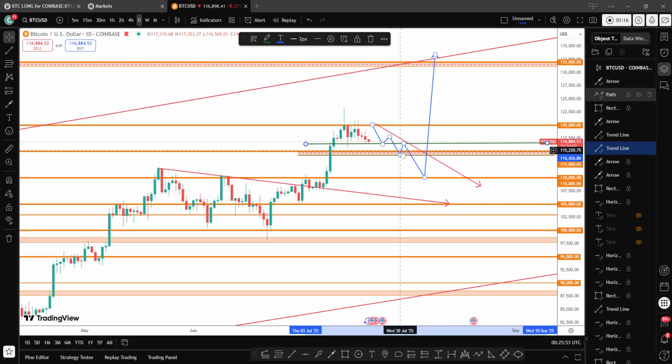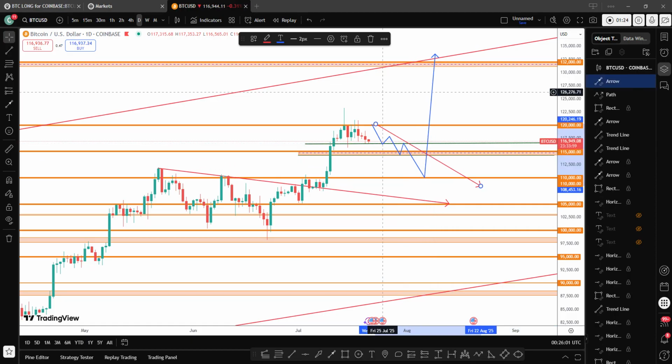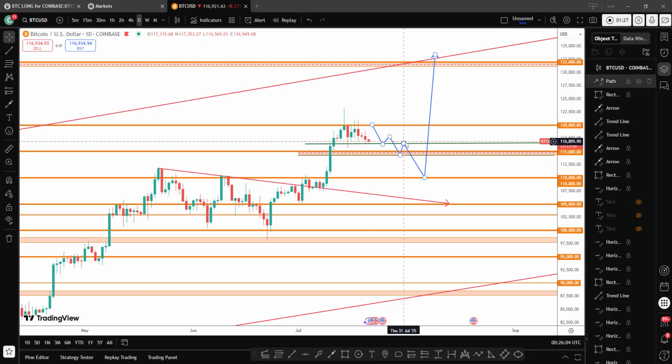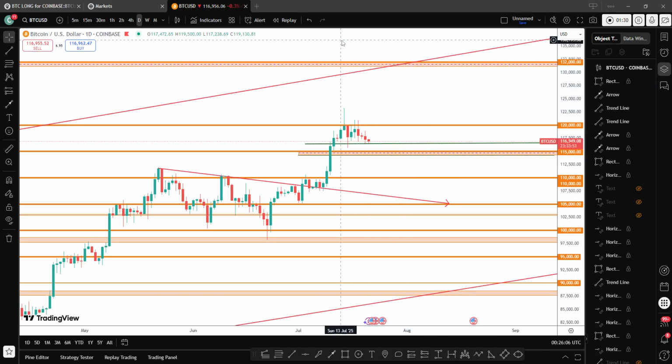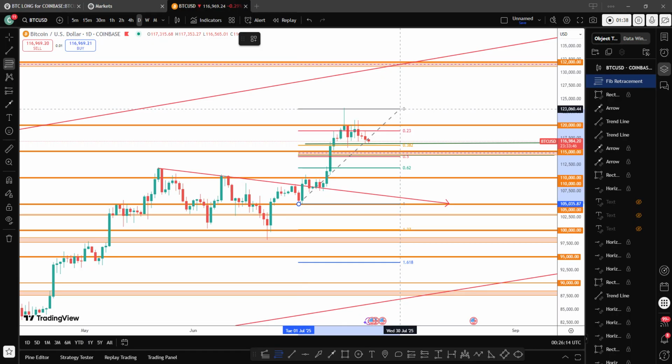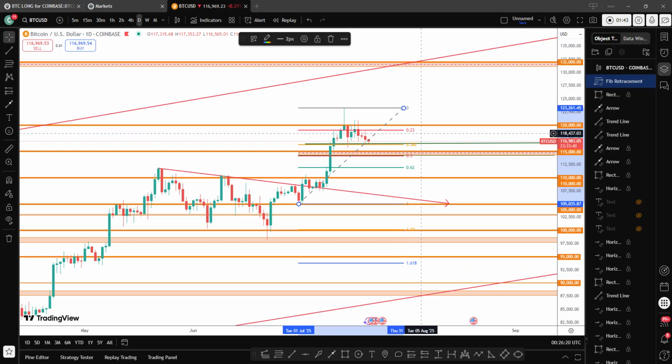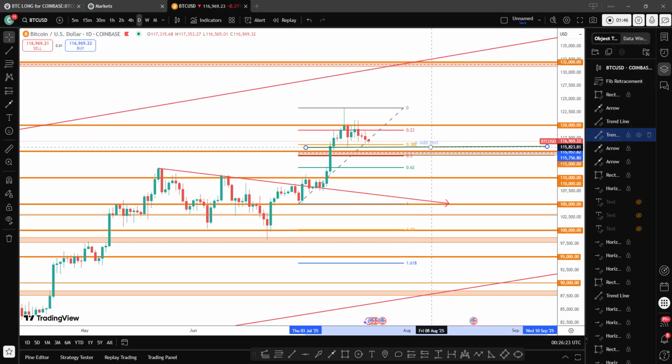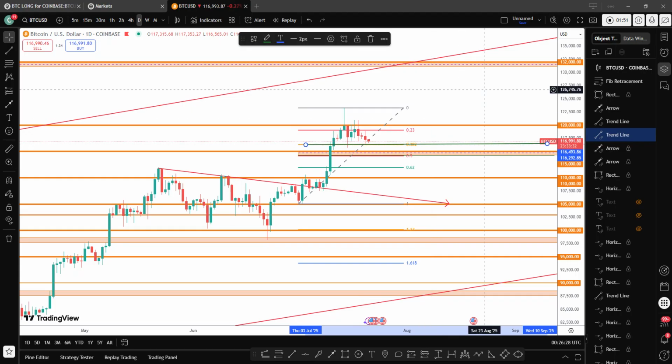Sell, retest, sell, retest, sell. Then it will finally break out from this line. So let's delete this for now. Let's measure this back again. So we started seeing reaction on that zone.